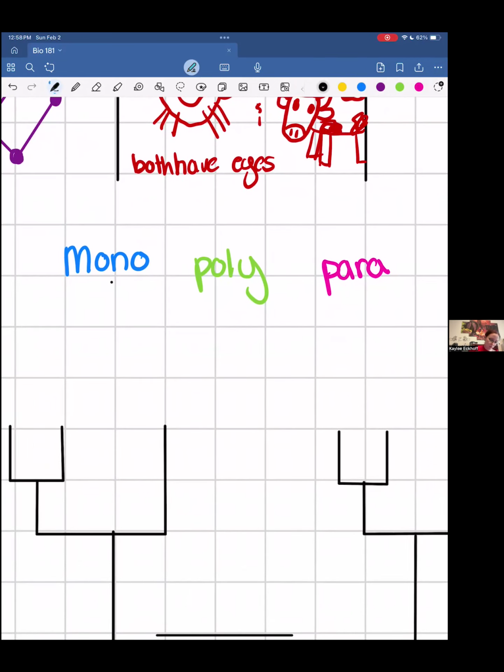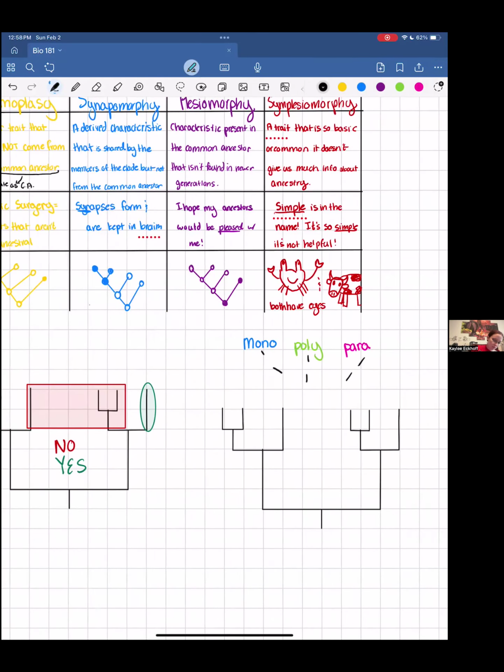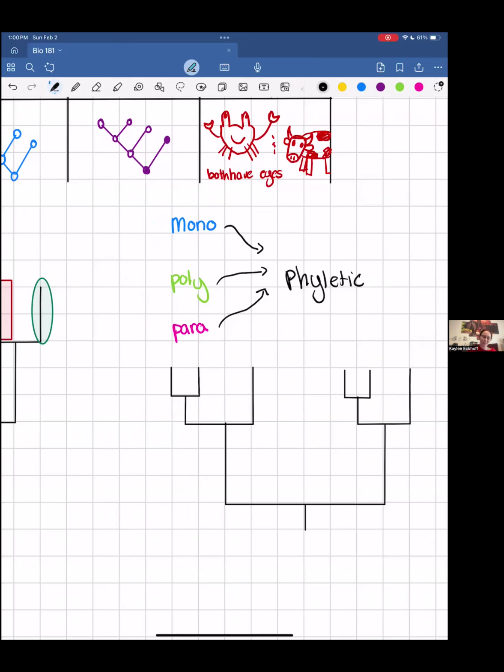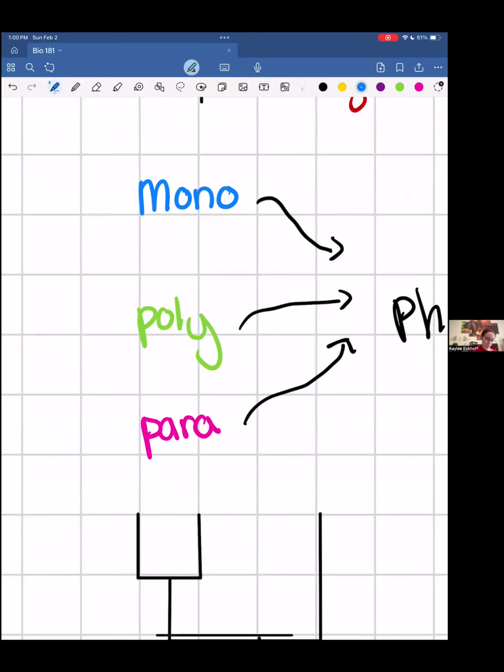So what I'm going to do is draw down to, we're going to move this over. I'm going to pause briefly. All right, now that I've got it a little bit prettier, we're going to think of mono as one clade. Mono means one. We have poly, which means multiple.